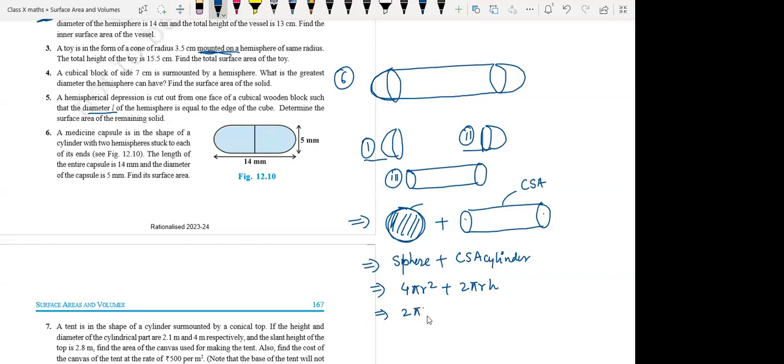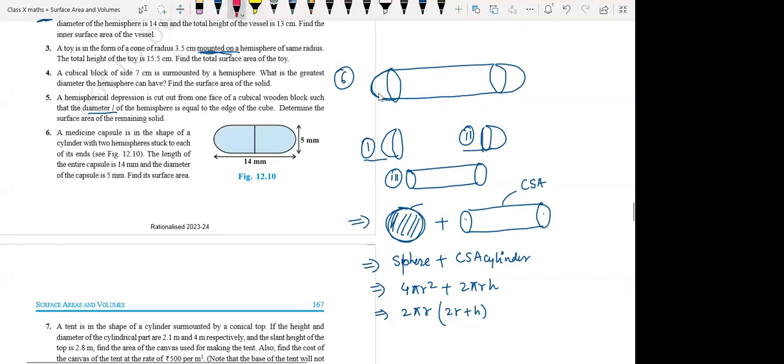In these things, we need to always take common and then simplify. So first simplify everything and then put the values, right? So 2 pi r we have taken, so this is 2r plus h. Now we need r and h.